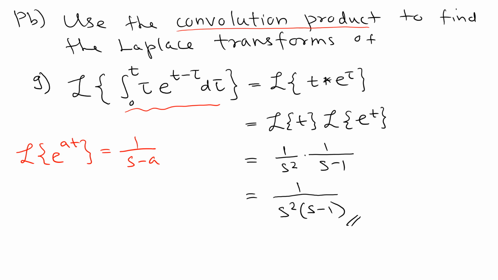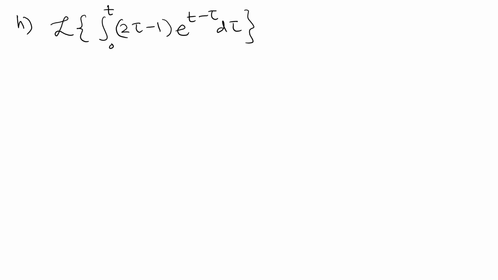So the most important step is this step: the convolution becomes the regular product. Okay, so let's look at the next one. The next one we have the integral from 0 to t of 2 tau minus 1 times e to the t minus tau. Here you clearly see that you put the t minus tau for this one. This is the tau one.